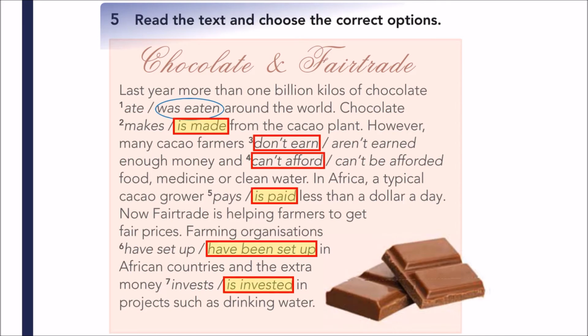Let's check the answers. As you can see, aside from questions 3 and 4, all of the other ones are in the passive form because those sentences begin with the object, that is the receiver of the action.